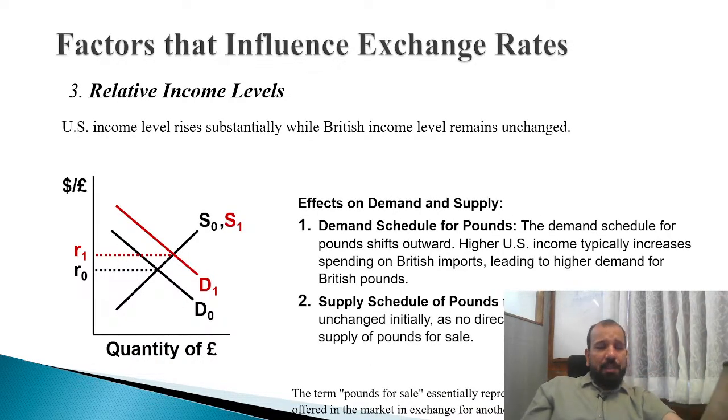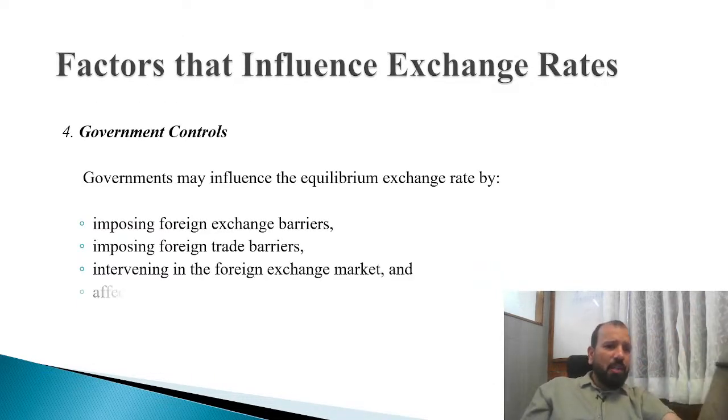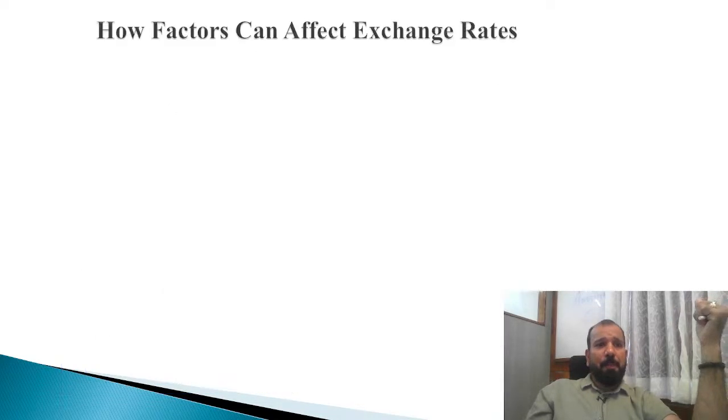If income levels are higher in your economy, we are shifting towards luxurious goods, towards imported goods. So again, there will be demand for more luxurious goods, and there will be more imports in the market. The more imports, the more foreign exchange required, then your currency is going to be depreciated. Government control: sometimes the government imposes foreign trade barriers, intervening in the foreign exchange market also. Macroeconomic variables such as inflation, interest rate, income. These are the four factors which influence the exchange rate.